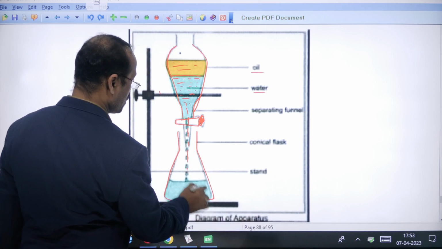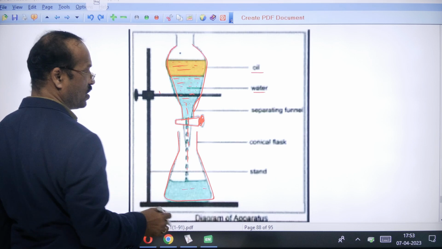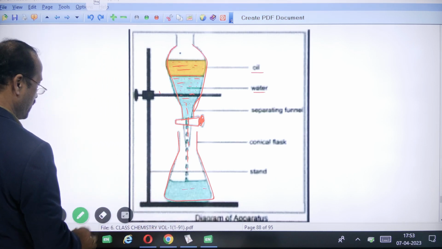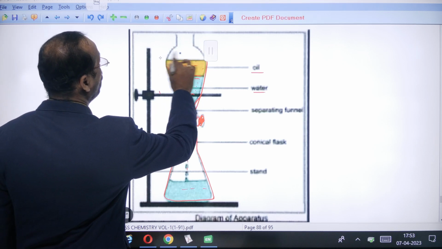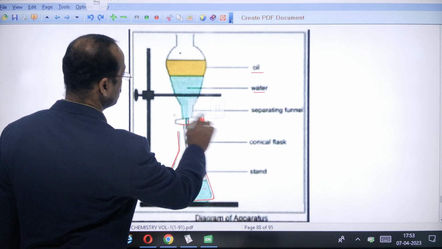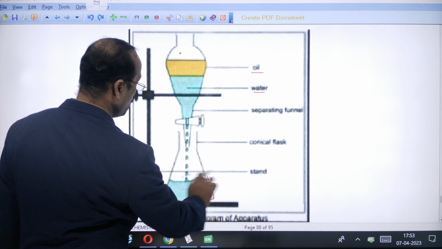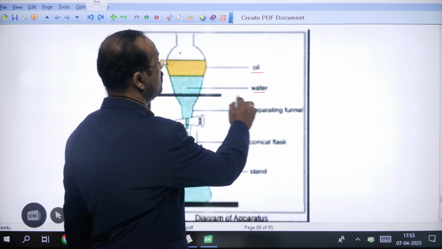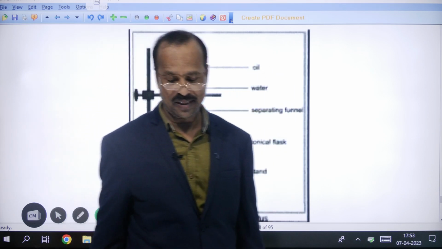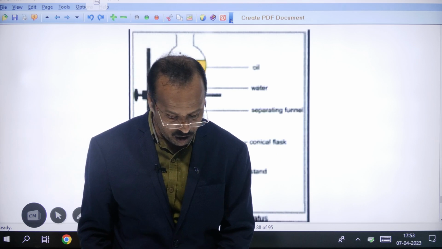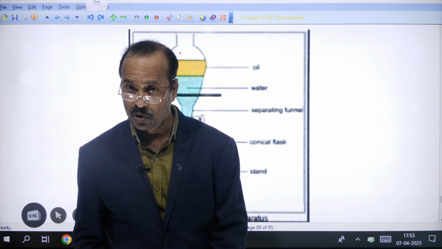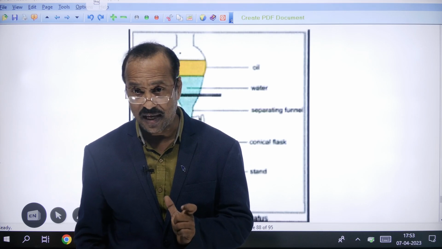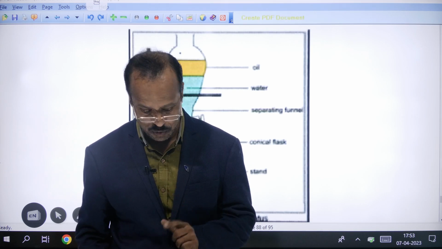Now this beaker consists of water and this funnel consists of oil. So like this we can separate oil and water. This separating funnel we use for two immiscible liquids. Two immiscible means liquids which do not mix with each other, or we can also use it for solutions which differ in their densities. Remember, this is very important.